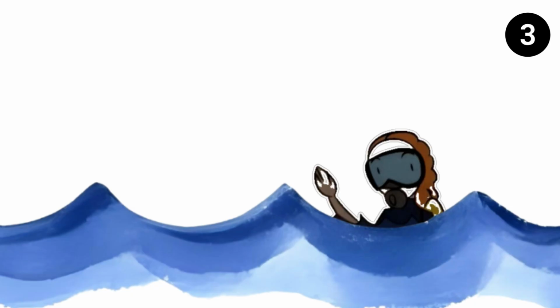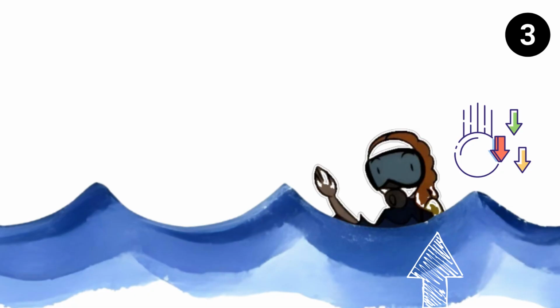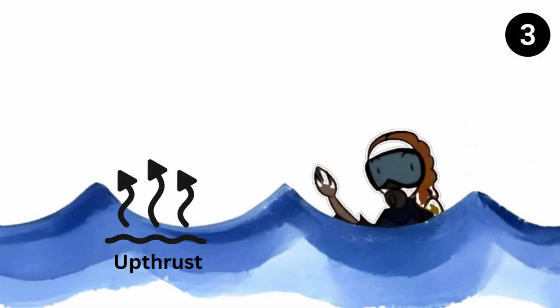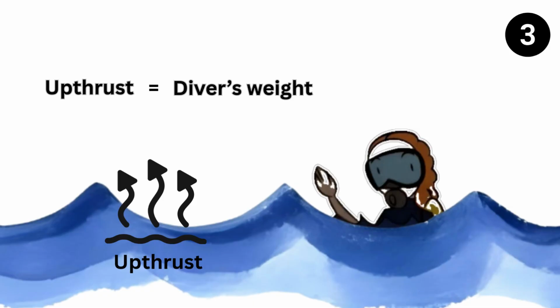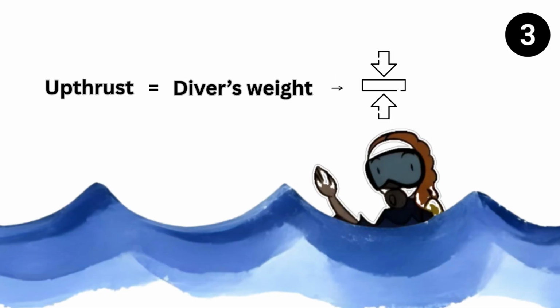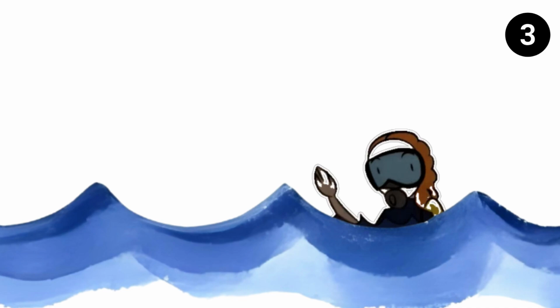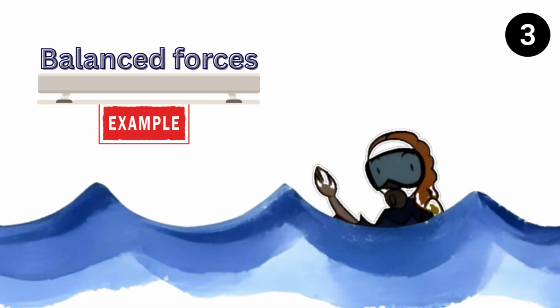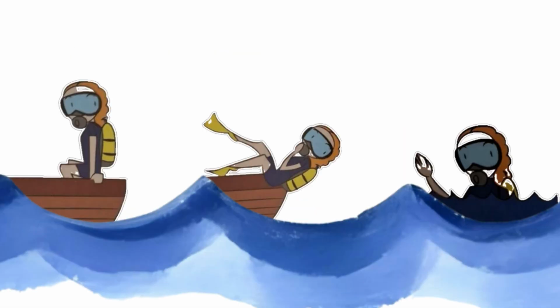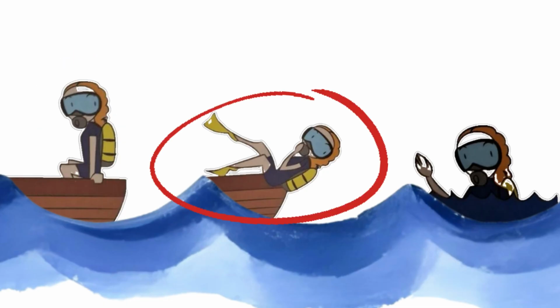Now look at the third picture. The diver is floating on the water surface. What is happening here? Gravity pulls the diver downward. Water pushes the diver upward. This upward force is called upthrust. The upthrust is equal to the diver's weight, so the forces become balanced again. And that is why the diver doesn't sink further, he stays floating. This is again a good example of balanced forces. So the same object can experience balanced forces in one situation and unbalanced forces in another situation.